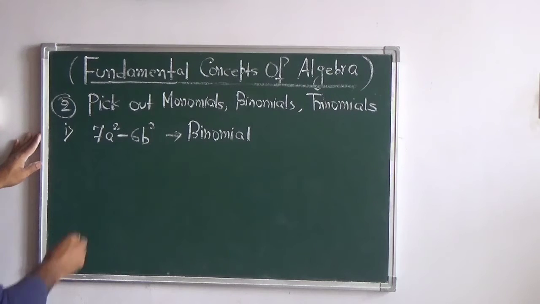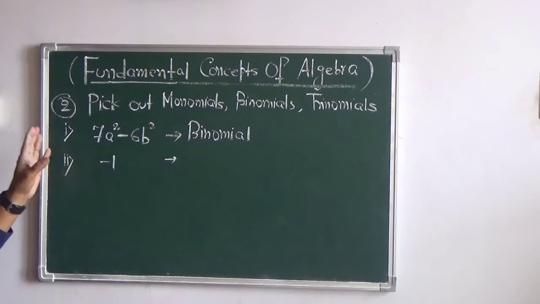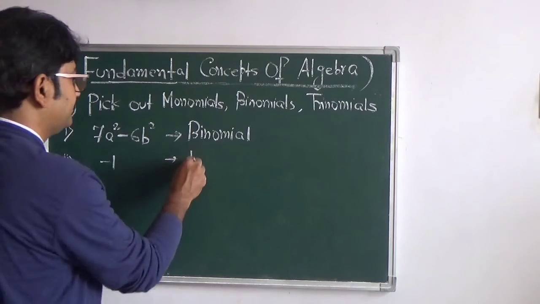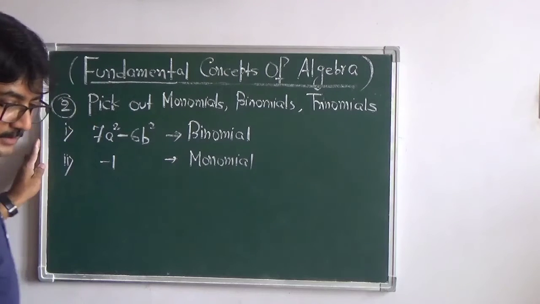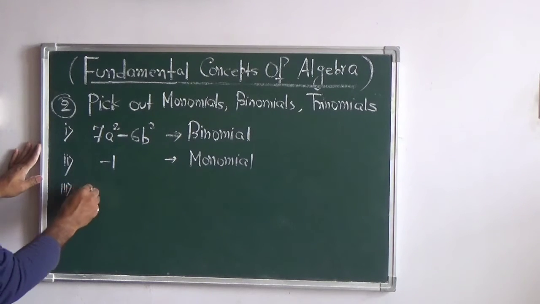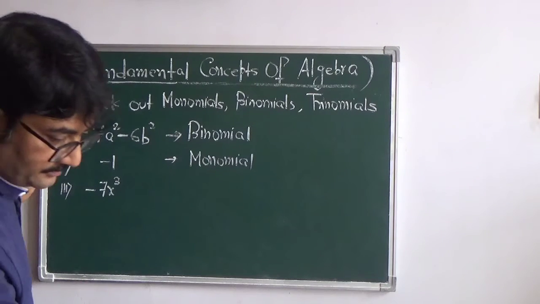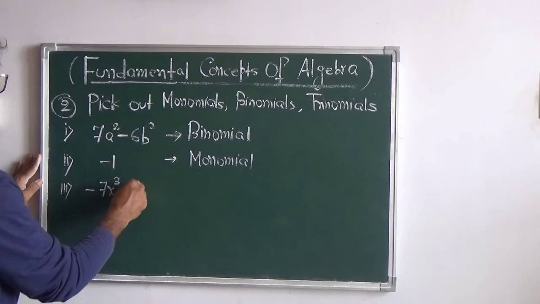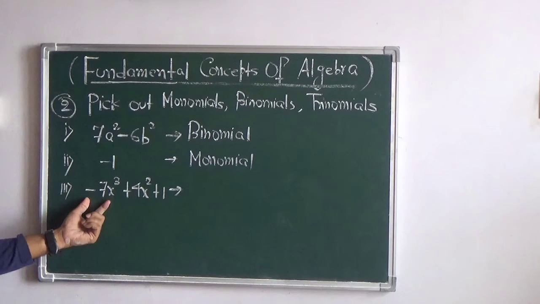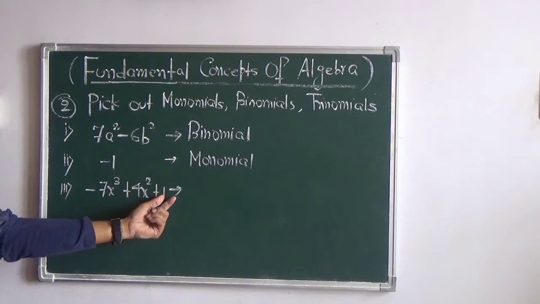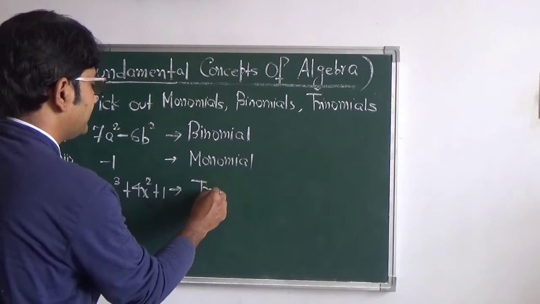We can take the next one, minus 1. It is only having a constant term, so you can call it a monomial. Next we have minus 7x cube plus 4x square plus 1. Three terms. This is the first term, this is the second term, and this is the third term, because they are separated by the operator plus. So this is a trinomial.